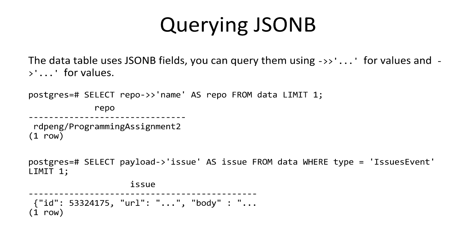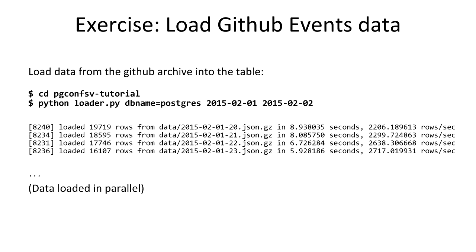I'll leave it for a few seconds. We're not going to heavily use JSON-B, but we will refer to, for example, the repository later on, so it might be useful to notice. And otherwise, you can find it in the documentation for Postgres.